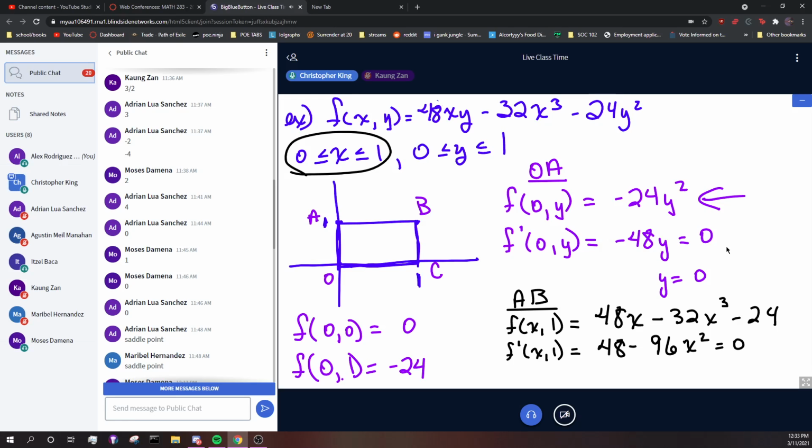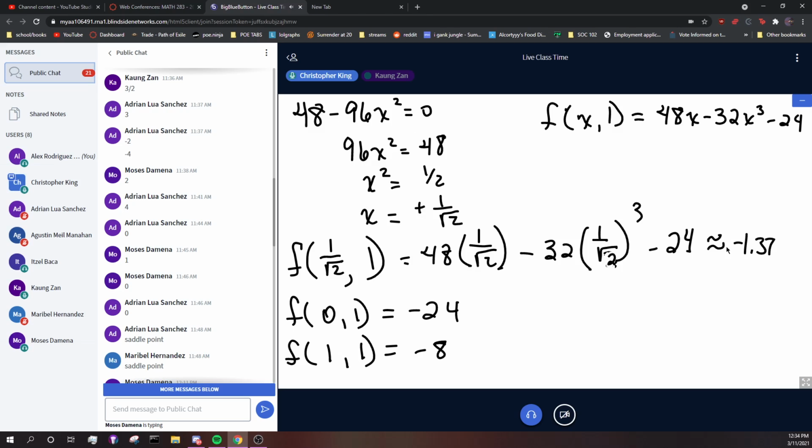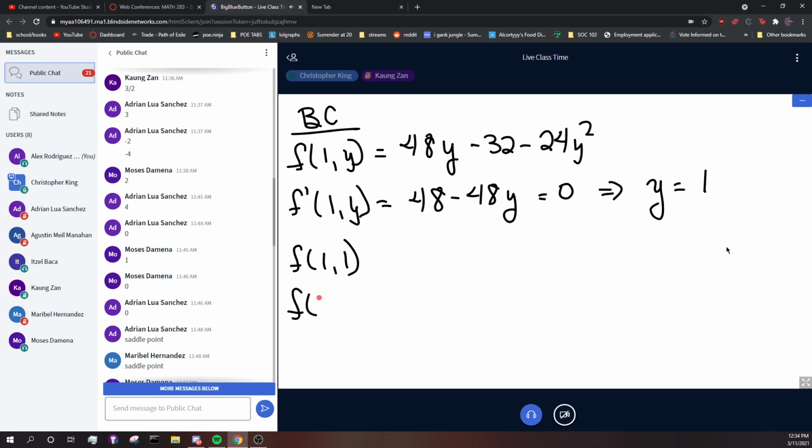If we check the other, what do we have? 1, 0. Now we already know the function evaluated at 1, 1. What was the value of the function at 1, 1? Negative 8. Now if we look at 1, 0, what would be the value? Negative 32. Any questions?